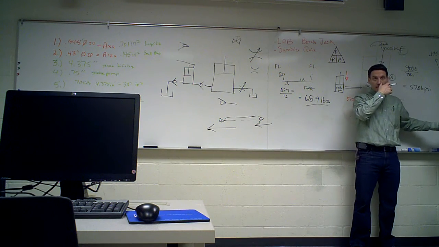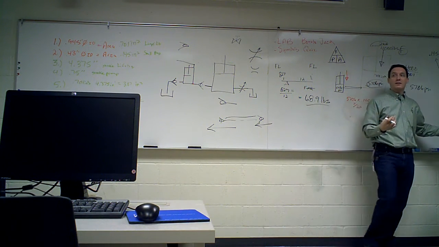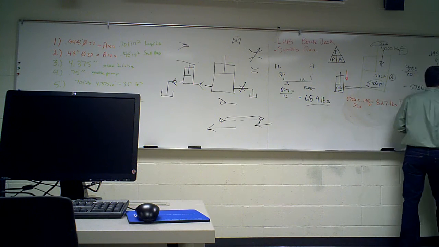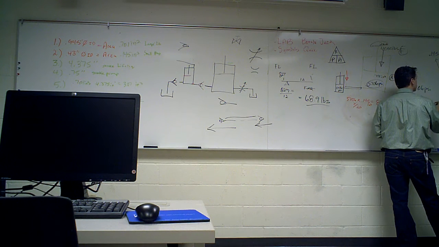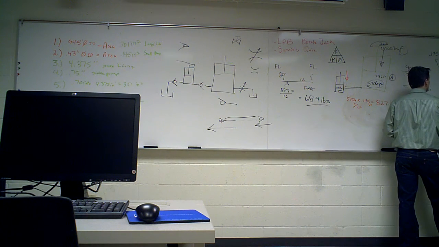What's our last step? Divided by 36. Yeah, it's a 36 to 1 mechanical advantage, right? Right. Divide that by 36, and I get what? 160.28.